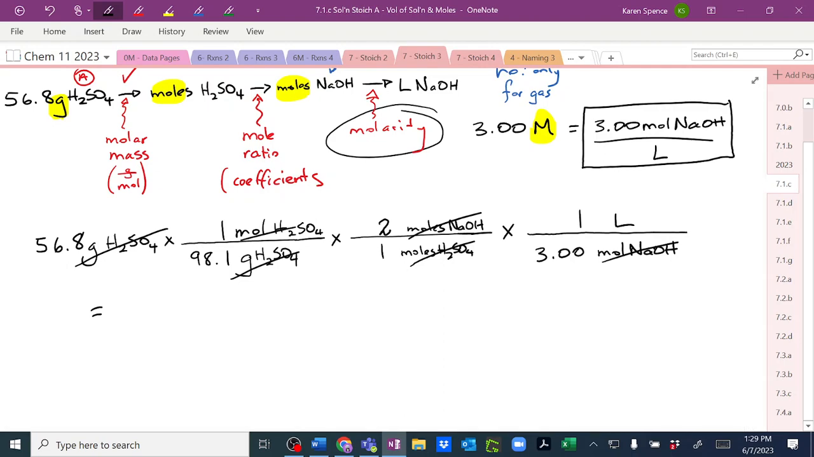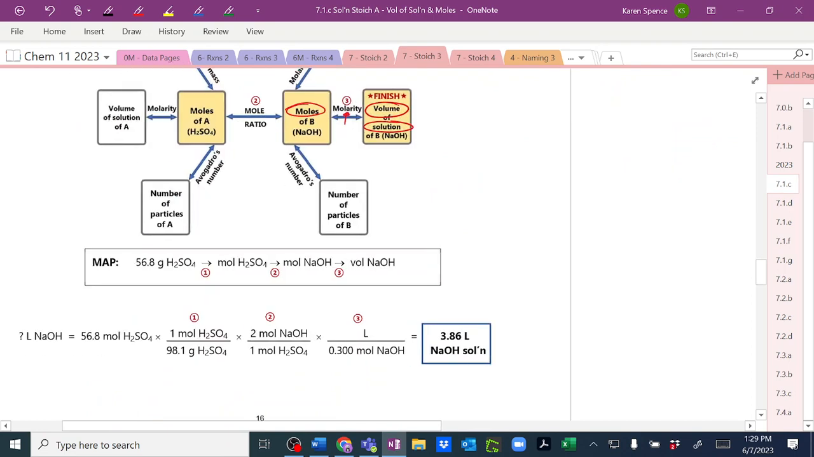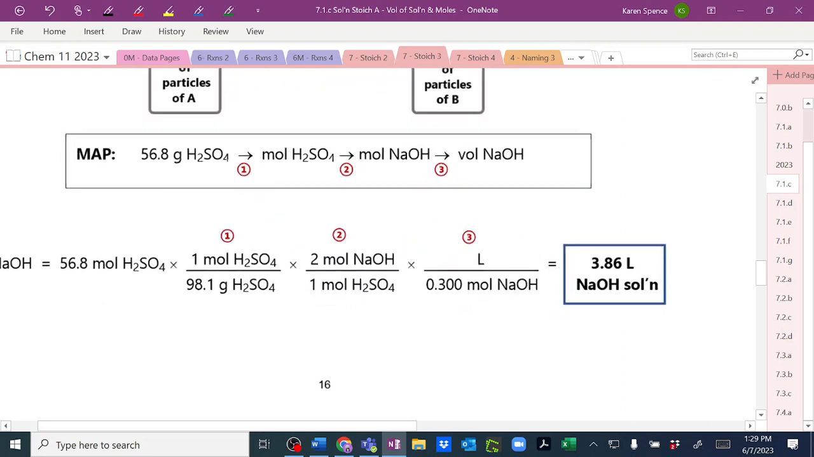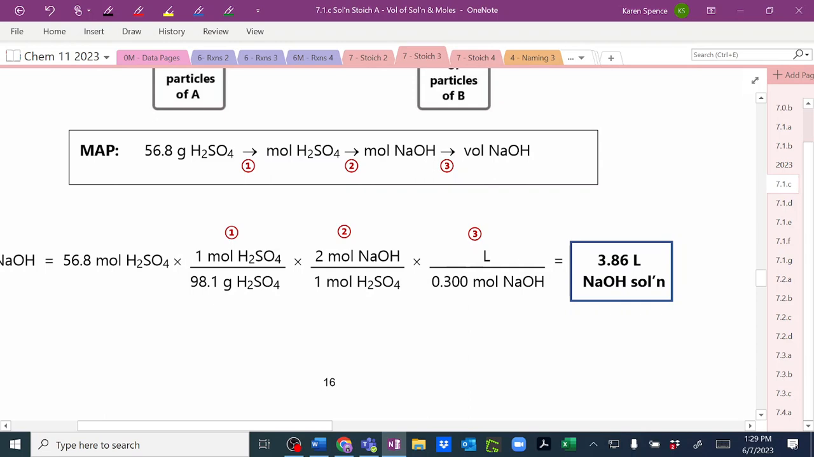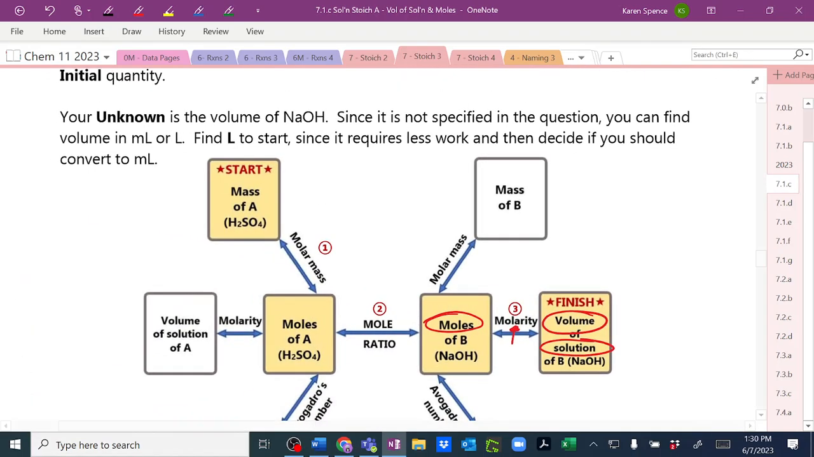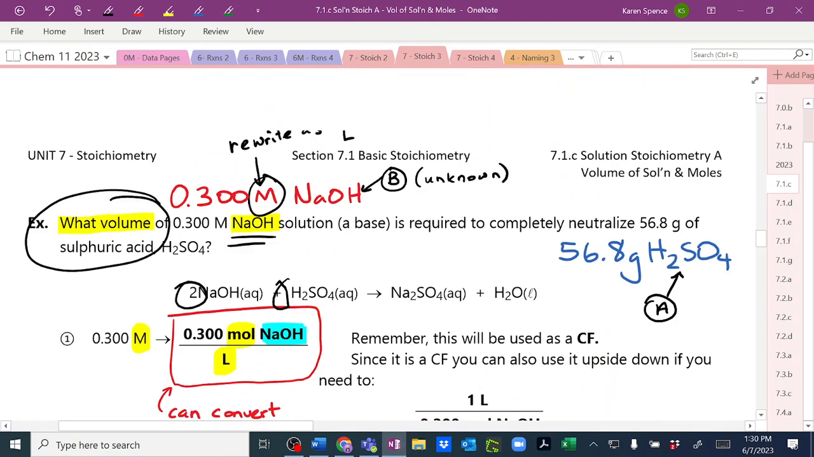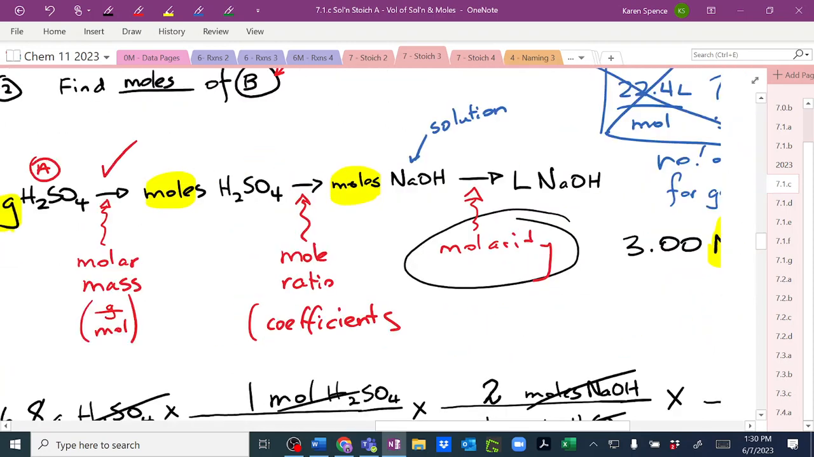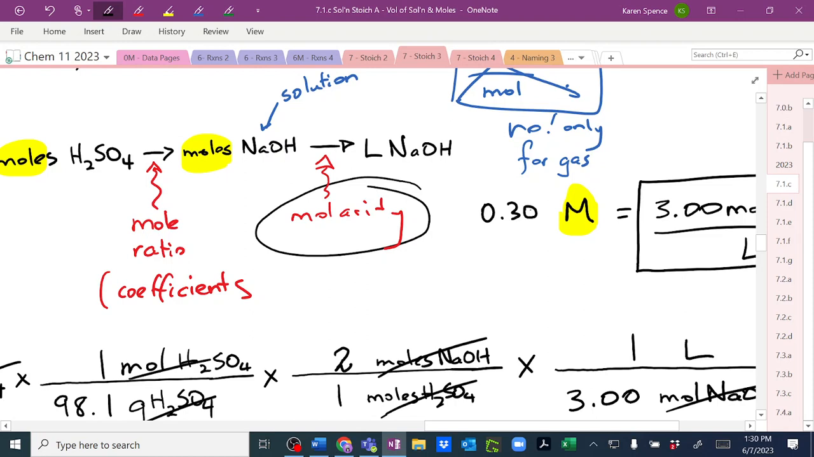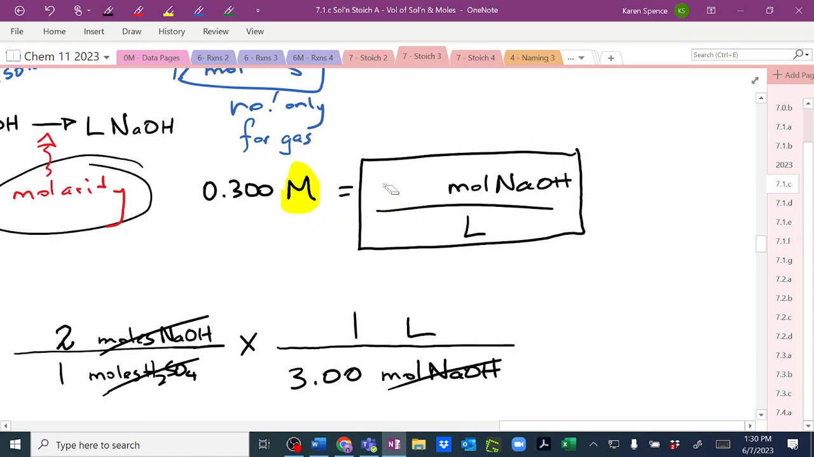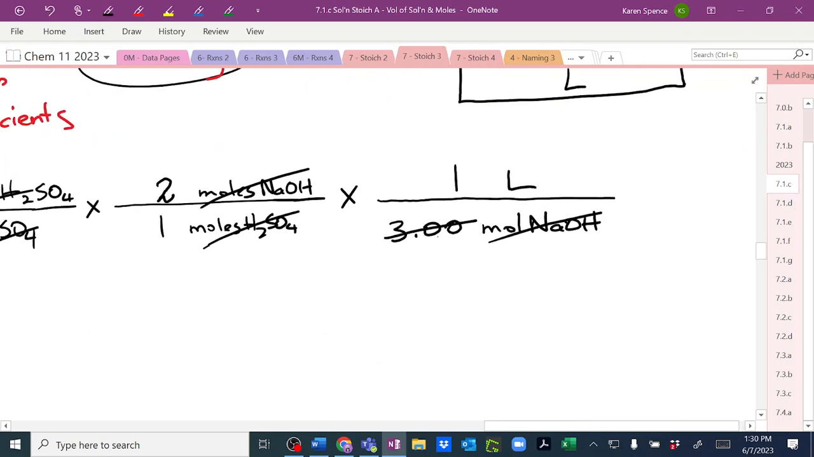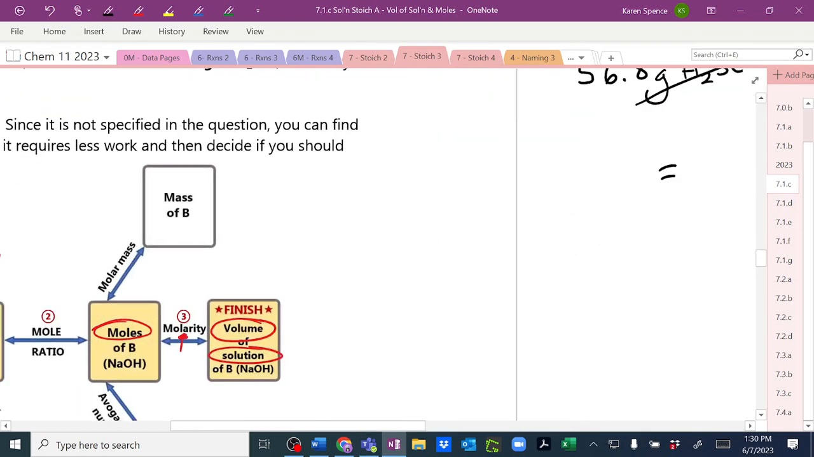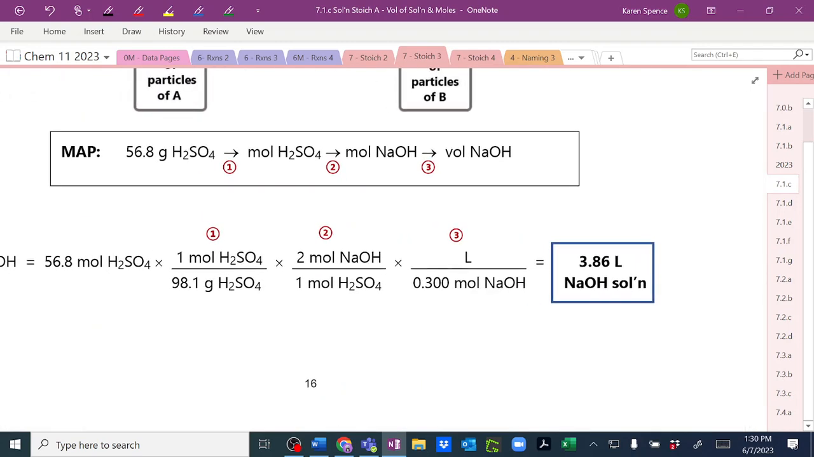We do the math on that. And again, we don't need to do the math because the math is already done. Let's check and see, because I got a different answer this morning. 56.8 divided by 98.1 times 2 divided by 0.3 equals, oh, hang on, is it 0.3 or is it 3? Is it 3 molar or 0.3 molar? Did I write 3 molar or 0.3 molar? 0.300 molar. I'm so sorry. Screwed up on my decimal there. Okay, so that would be 0.300 molar. But it's written correctly here. And so when we do that, we get 3.86.